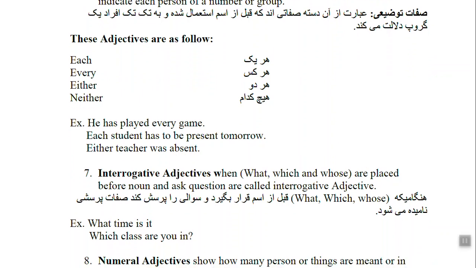Interrogative adjectives. Okay. Interrogative adjectives. When what, which, and whose are placed before noun and ask question, they are called interrogative adjectives.